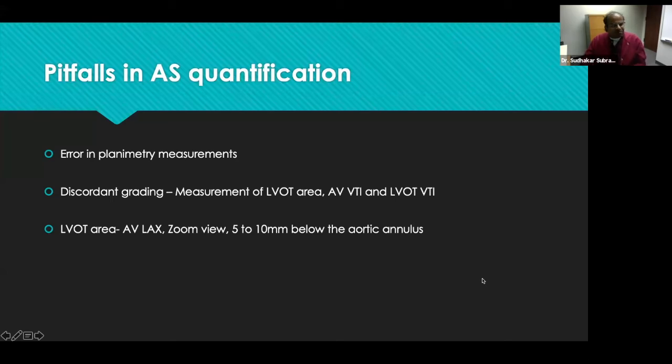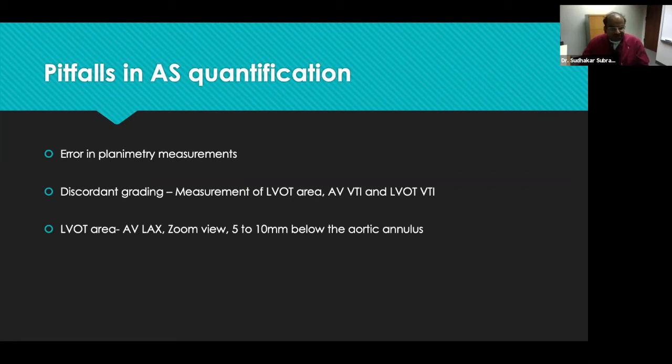When it comes to the measurements, we tend to make some error. It's all operator dependent. Even in experienced hands, sometimes because of the visualization, some of the views are going to be challenged. There's always a potential for error as we are dependent on many parameters, especially in the classical example of using the continuity equation. We sometimes get discordant gradients. It's nothing but one method showing severe stenosis and the other showing more of a moderate stenosis. So ultimately you look at 4 or 5 parameters and take the majority to make the conclusion.